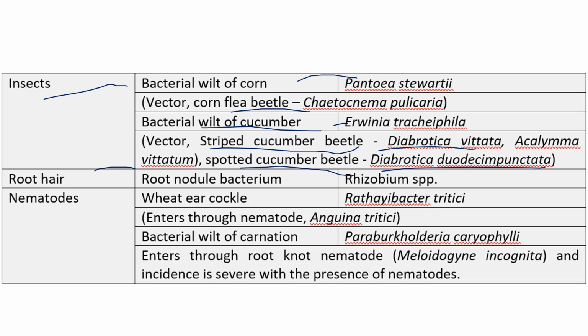Then root hairs: through root hairs, the root nodule bacterium Rhizobium enters, and through nematodes, wheat yellow ear rot, which is generally caused by Rathayibacter tritici, enters through a nematode called Anguina tritici. And one more disease called bacterial wilt of carnation, caused by Paraburkholderia caryophylli. This enters through a root knot nematode called Meloidogyne incognita.